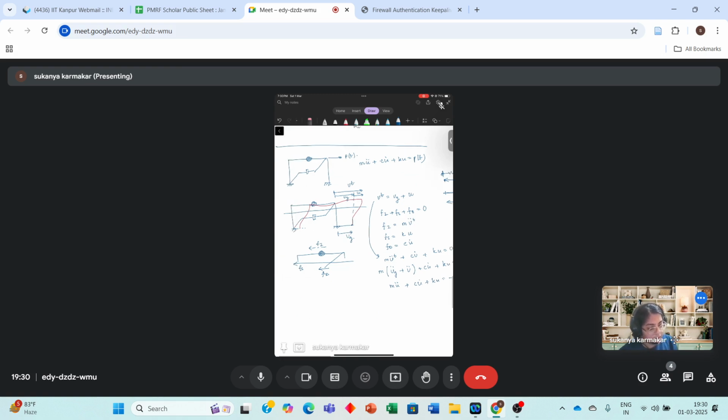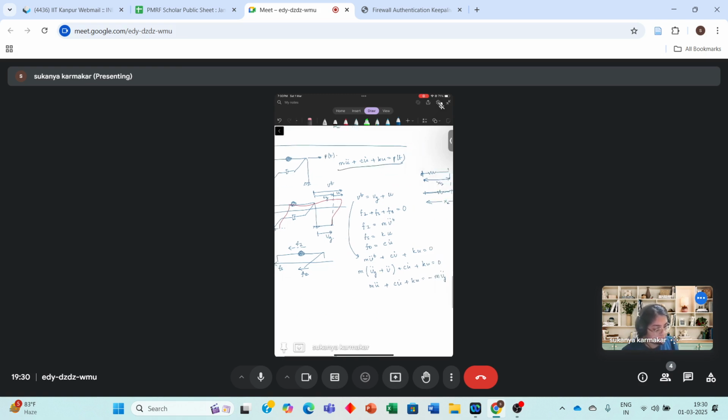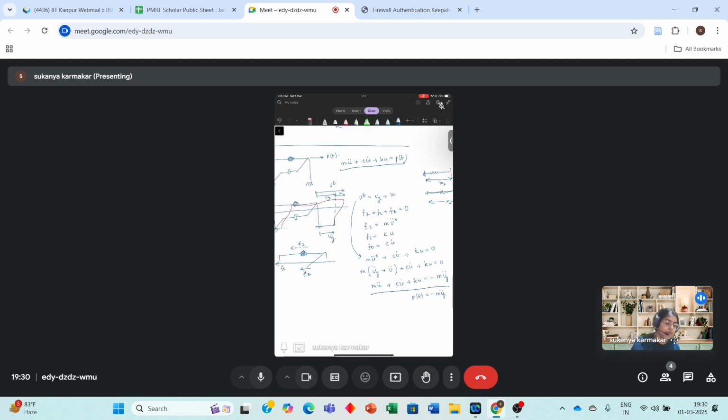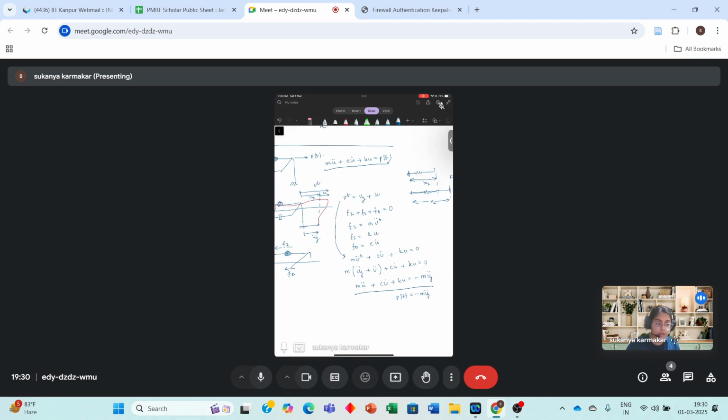So if you compare this equation with this equation, the similarity is that when the ground is moving, your effective force, or P of t, is minus M Ug double dot. So this is the similarity between these two systems: when a force is acting, this is your differential equation, and when the ground is moving, which happens in an earthquake, this is the force which is acting on the system. So is this clear?